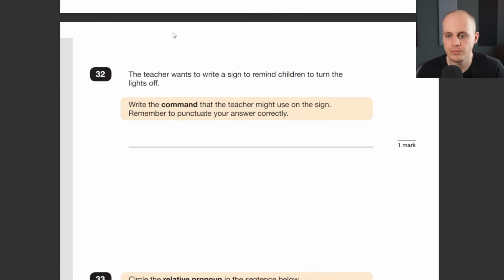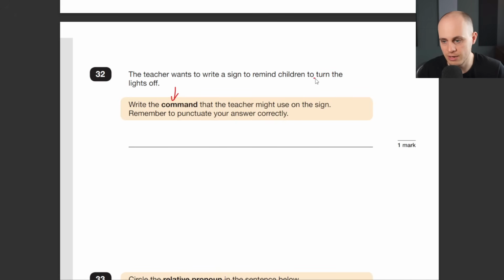Number 32. The teacher wants to write a sign to remind the children to turn the lights off. Write the command that the teacher might use on the sign. Remember to punctuate your answer correctly. So there's lots of different answers you can put for this. Let's go for something simple. A command needs to start with a verb, a bossy verb, we call them. The proper name is imperative verb, but I teach them as bossy verbs. So let's start with a bossy verb. Let's tell them to do something. And let's just keep it simple.